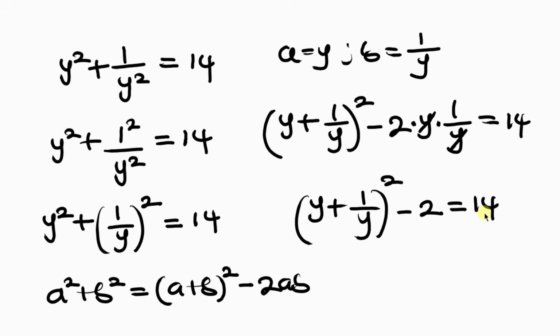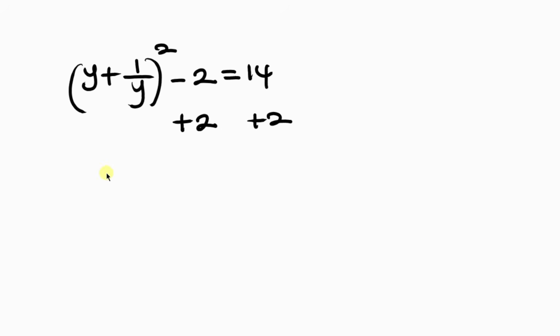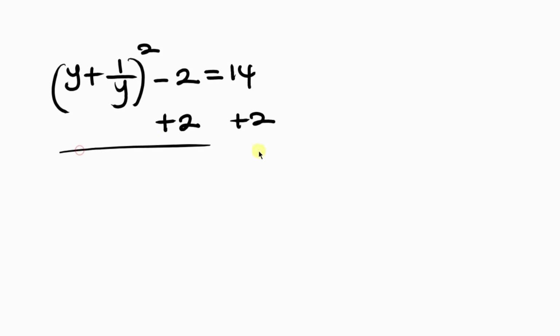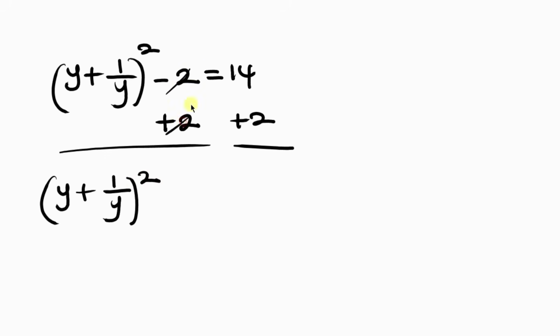Very good. Now we can add 2 to both sides. So I'll add 2 to the left hand side, and I'll add 2 to the right hand side. On adding 2, this is what we have: (y plus 1 all over y) all raised to the power of 2, and then negative 2 plus 2 is 0. And this is equal to 14 plus 2, which is 16.